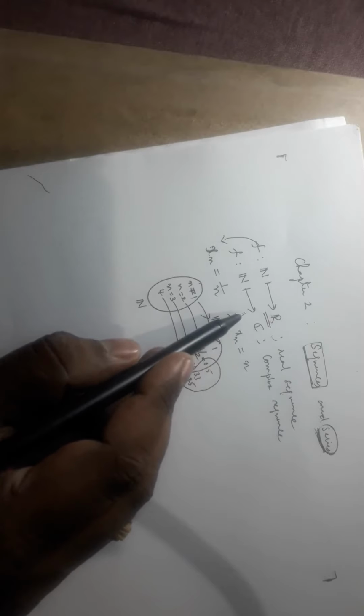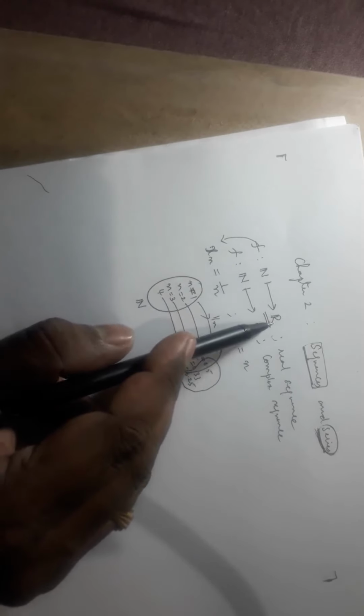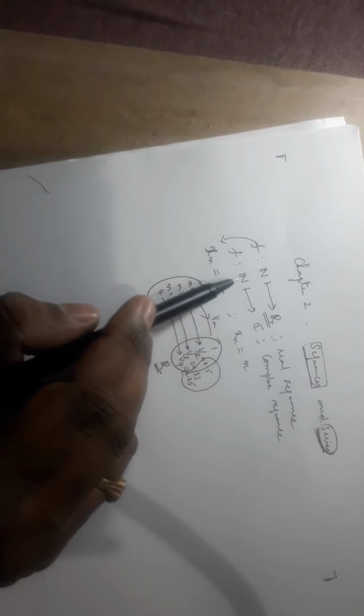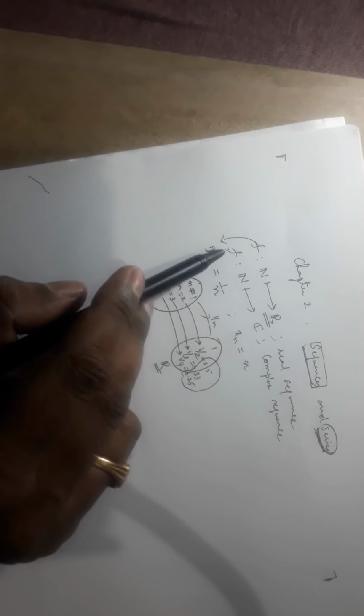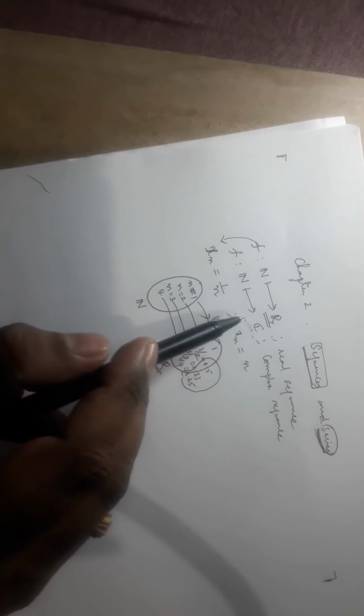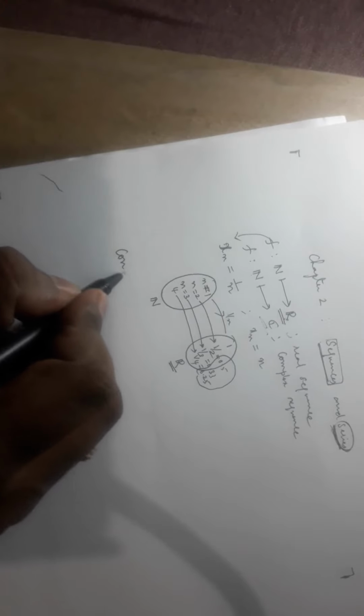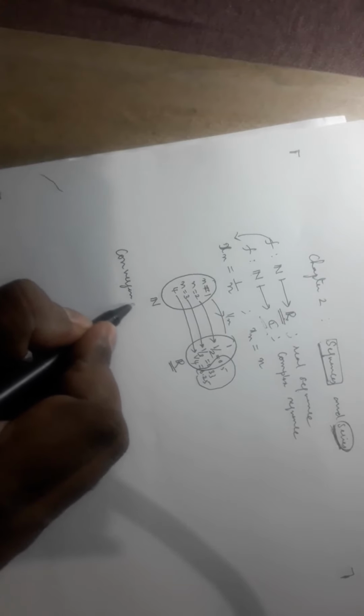Is the definition clear? So a real sequence is a function from natural numbers to R, whereas a complex sequence is a function from natural numbers to C. Then we move on to the notion of a convergent sequence.